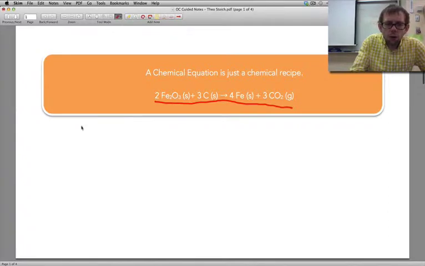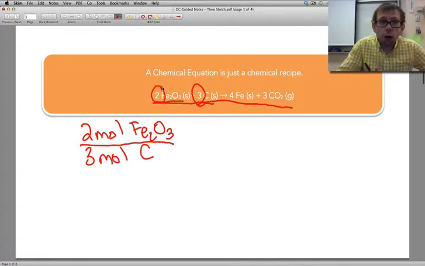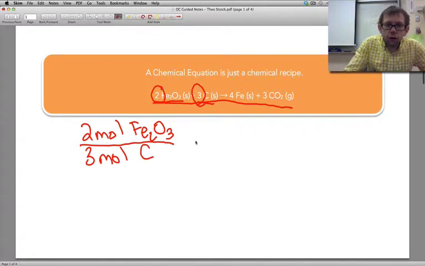Well, I know for every 2 moles of Fe2O3, I will require 3 moles of carbon. So these are just mole ratios. These numbers in the front are just mole ratios for things that we're doing. So that's all you got to read them as, mole ratios. That's it. And of course, you could write this upside down.